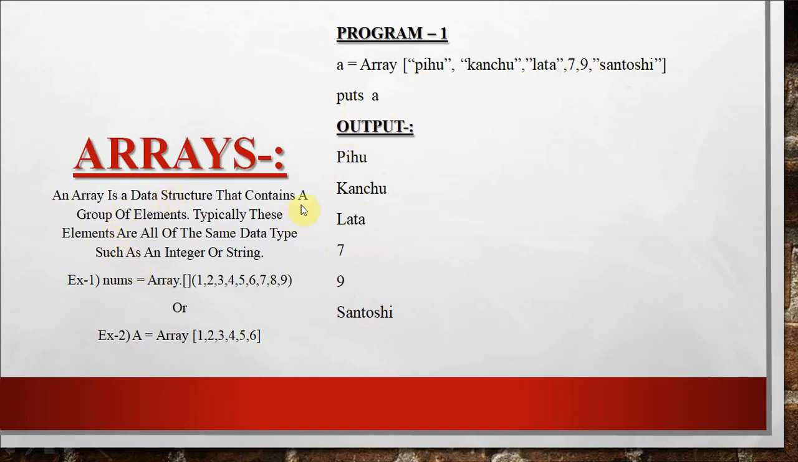An array is a data structure that contains a group of elements, and typically these elements are all of the same data type such as integer or string. So they can be either integer or string. So here we have given two numbers, so these numbers will be treated as string type. And again we have one more array, this is another example, nums equals to array dot, we are writing here array dot and this is array sign and inside the bracket we have the numbers, so we can write this way.